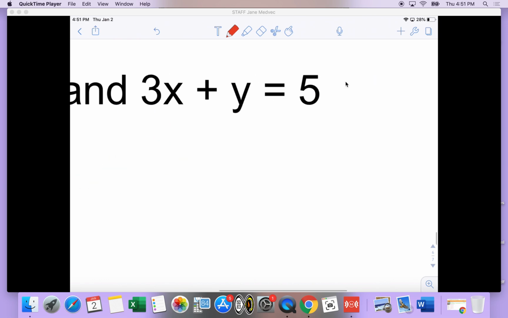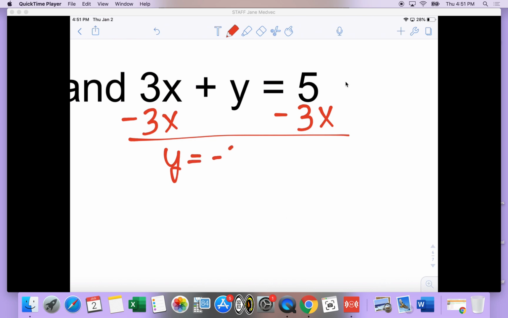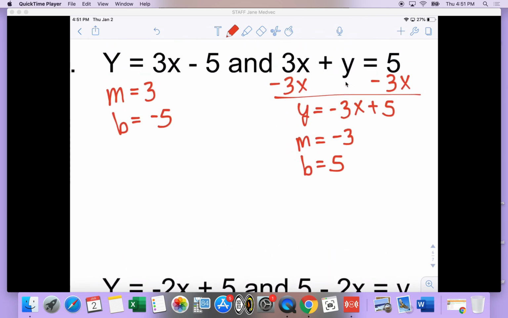In this equation, I need to get y by itself. So I'm going to subtract my 3x. Y equals -3x plus 5. My m here is -3, and my b is 5. So we're kind of doing the same thing. We need to pull out our m's. We need to pull out our b's.